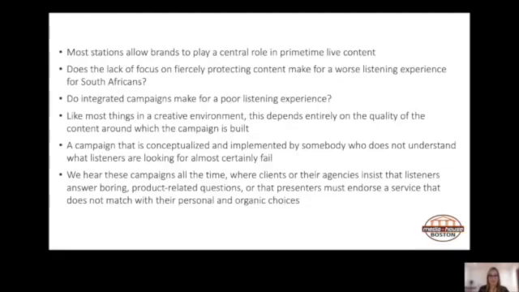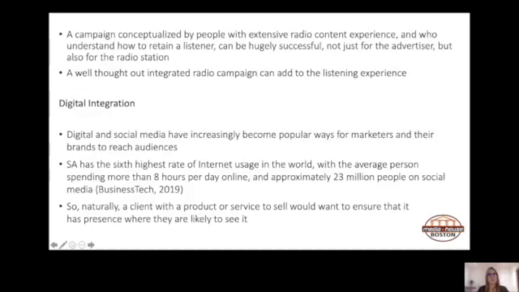So it's really important that you make the separation here between whether a campaign is conceptualized and implemented by someone who doesn't understand what listeners are looking for versus someone who has extensive radio content experience and who understands how to retain a listener. So that was purely looking at integrated campaigns.